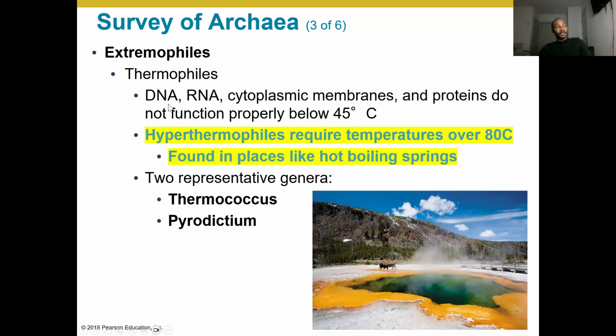Thermophiles, all right? Their DNA, RNA, cytoplasmic membranes, and proteins don't function below 45 degrees Fahrenheit. So they function in high temperatures. Remember the example of hyperthermophiles. Hyperthermophiles require temperatures over 80 degrees Celsius, and they're found in places like hot boiling springs. Two representative genera are Pyrodictium and Thermococcus. Again, hyperthermophiles are found in places like hot boiling springs.